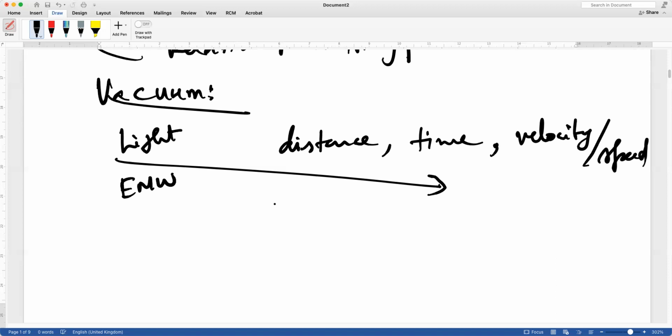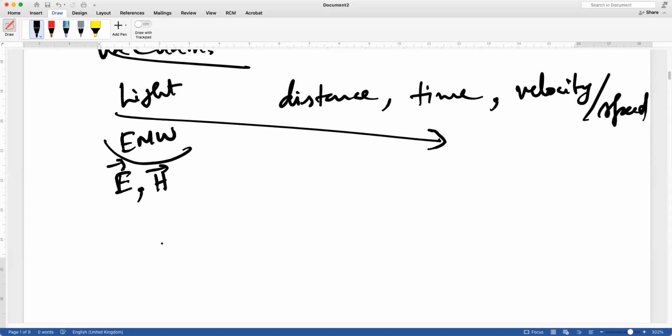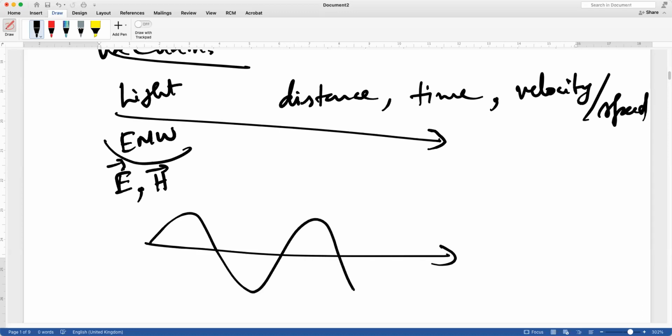Now, if this wave has both an electric field and a magnetic field, both are vector quantities, and they are orthogonal to each other. I don't know whether they have drawn any diagram with the electric field and magnetic field. Along that there is a sine wave for the electric field, and perpendicular to that, horizontally, you will have a magnetic field.